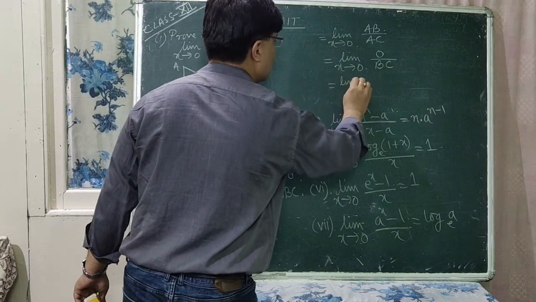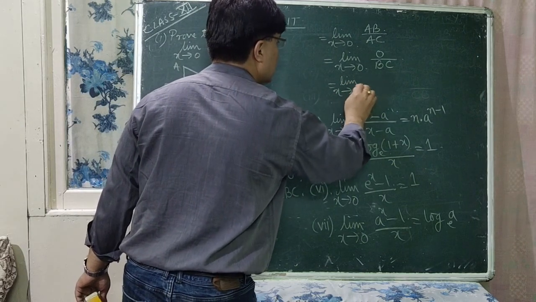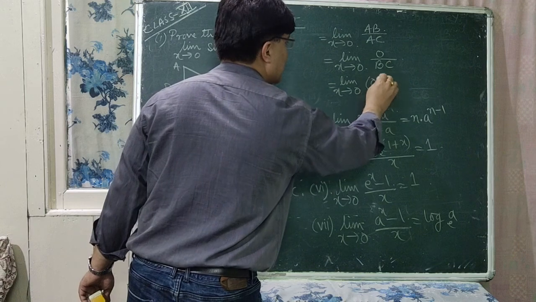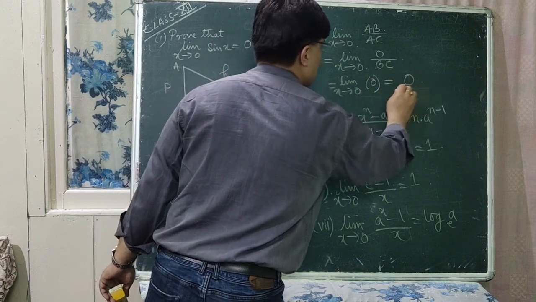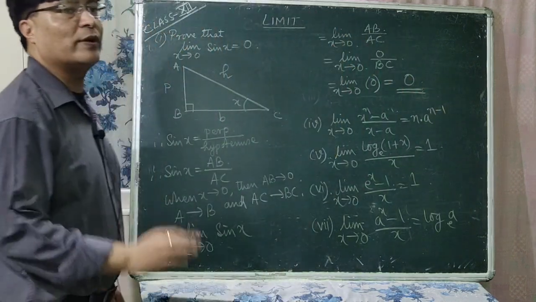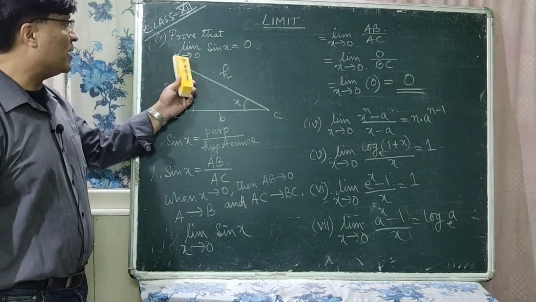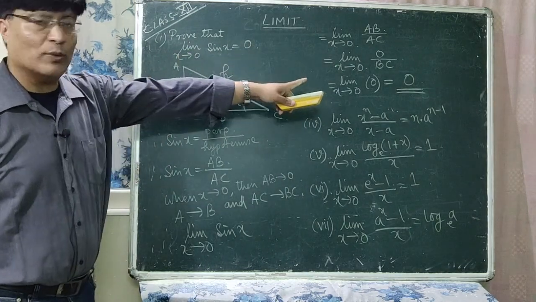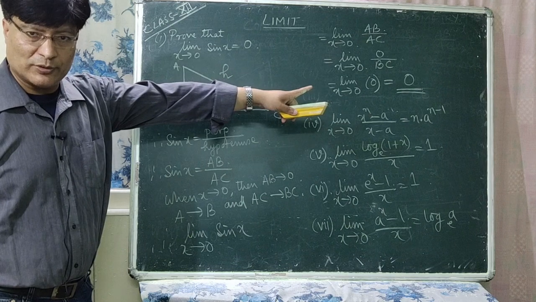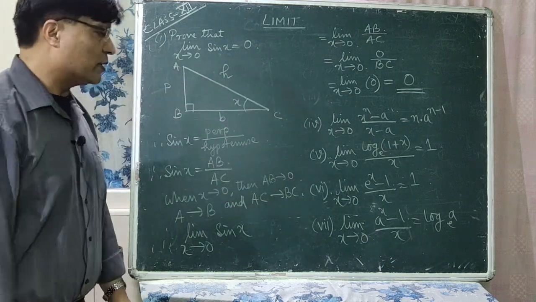So this is equal to limit x tends to 0 of what? What is 0 by BC? That is your 0, which is equal to 0. So we have proved that limit x tends to 0 sine x is equal to 0. Is that clear to all of you? So you can copy it.